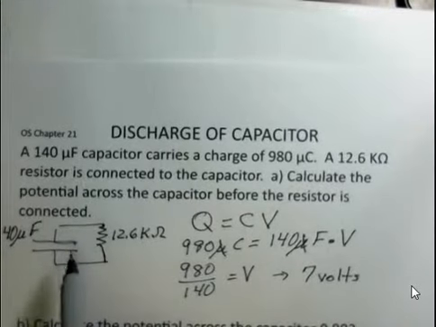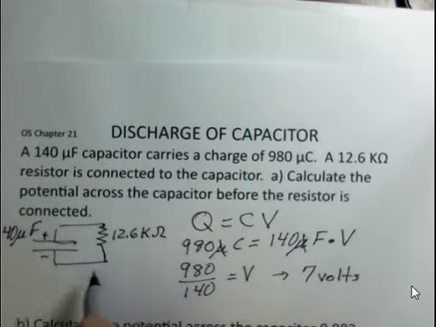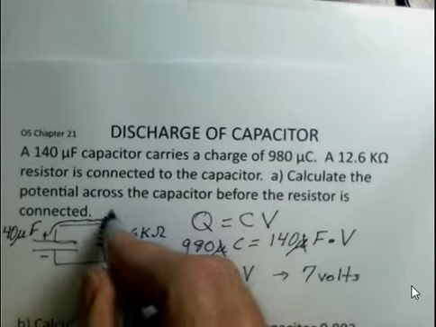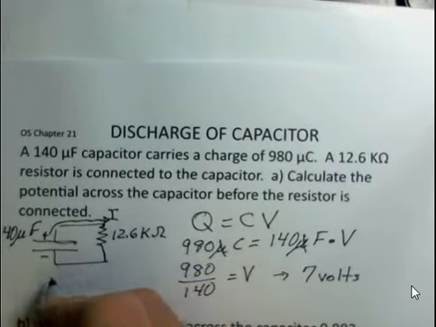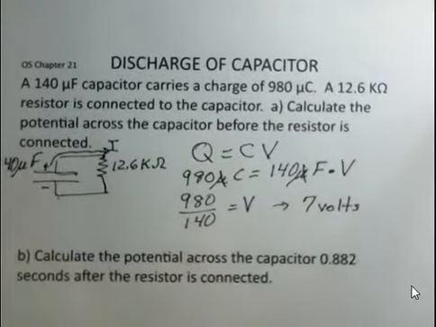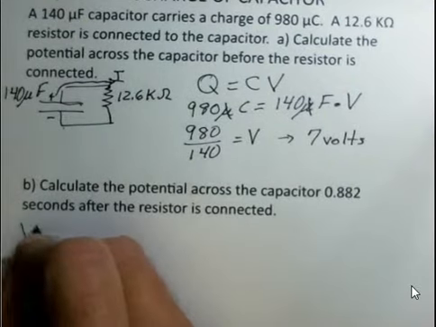When the resistor is connected, so we have plus and minus charge on the capacitor, there'll be a complete path, and in conventional current, we're going to have a current head down through this resistor to reach the minus plate. That's the conventional current, the direction that a positive charge would move in the circuit. So our next calculation is to see if we can calculate the potential across the capacitor 0.882 seconds after the resistor is connected. Well, to do that, we have an equation.